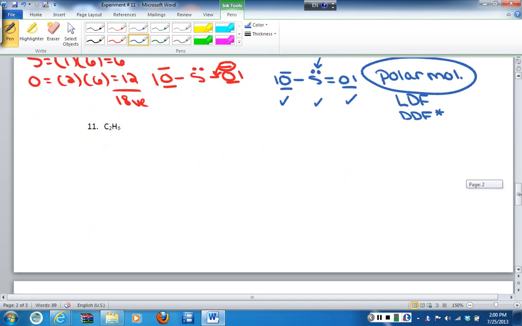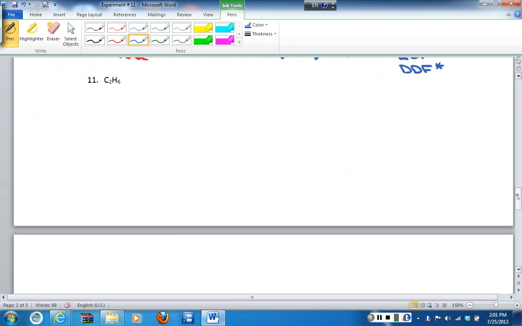With the next example, we have one of the compounds very similar to what you will be testing. Actually, I believe you are testing this one. This is what's known as ethane. This is a compound you will be testing in experiment number 11. The structure of ethane is a carbon bonded to 3 hydrogens and an additional carbon. So this is the Lewis structure for ethane.